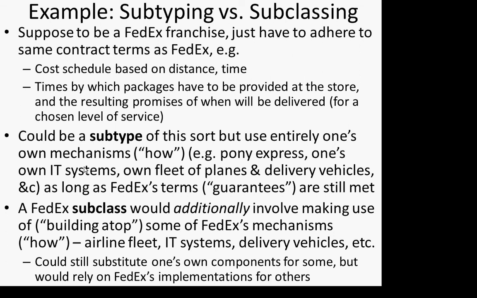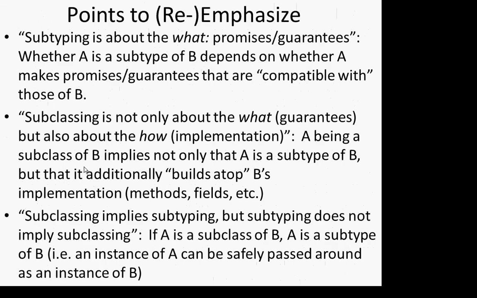Okay, so just a few points in closing here. Subtyping is about the what. It's about promises and guarantees. Whether it's a subtype or not is an issue of whether the promise is in some sense compatible with those of the supertype. If it's a legitimate one, it can be substituted perfectly without problems for any case where the supertype would be needed. And it lives up to those promises of the supertype.